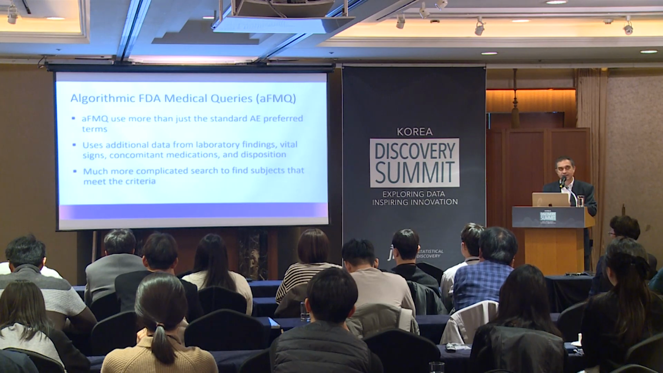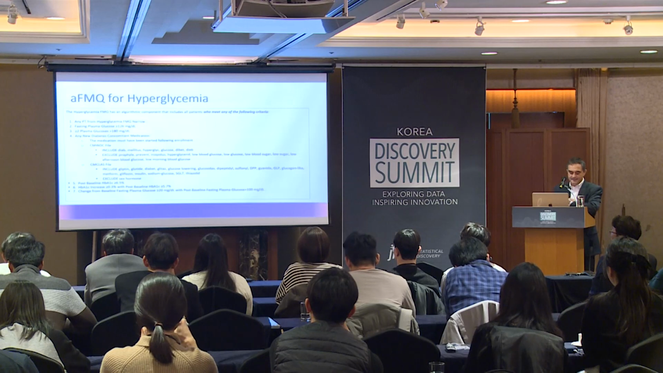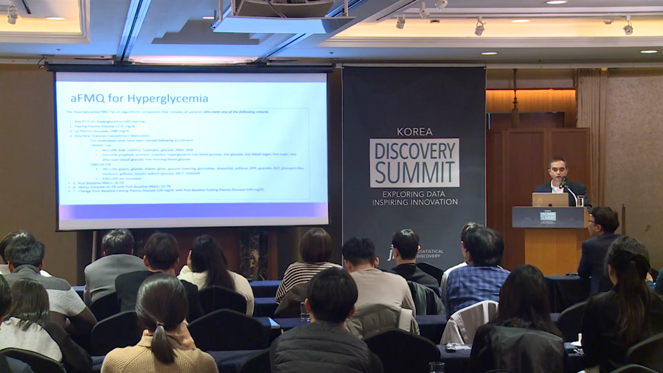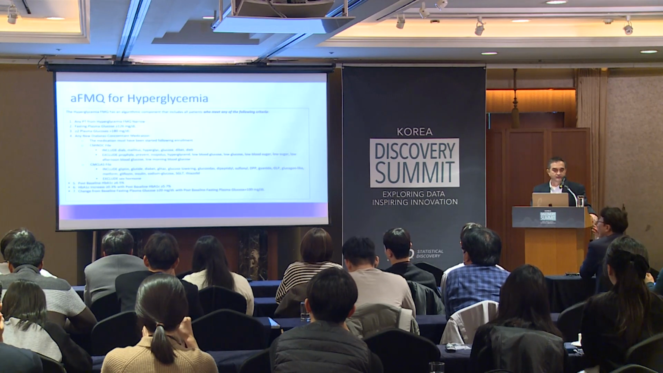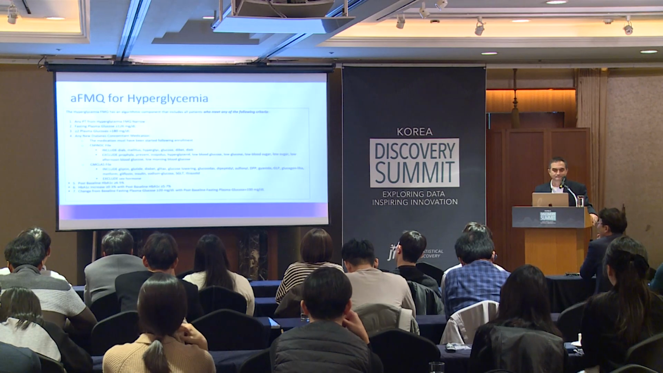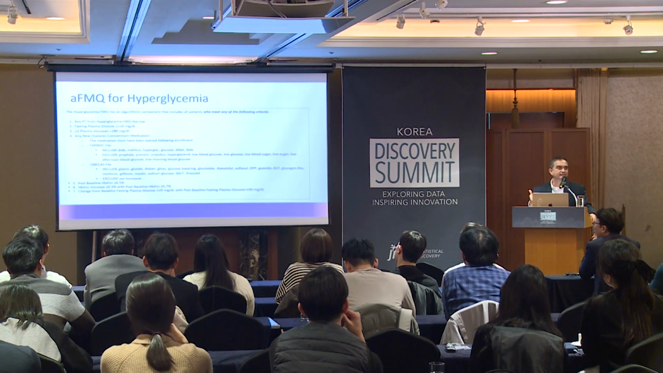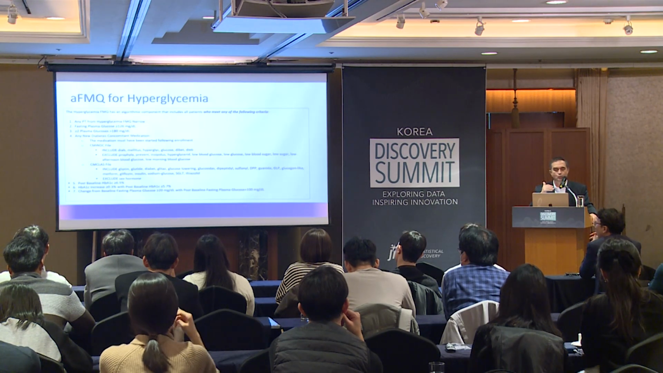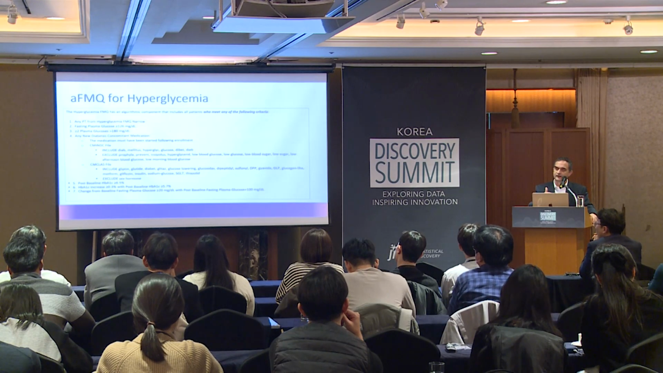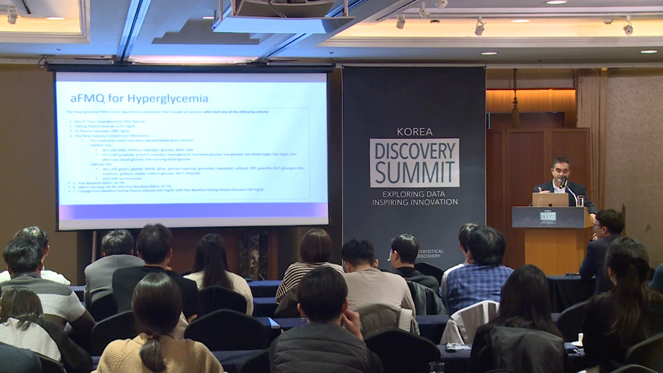So they're much more complicated searches to find the subjects that meet their criteria. An example of that is the algorithmic FMQ for hyperglycemia, which is, I believe that's elevated blood sugar, right? And so there are actually 7 different criteria that they've defined, and any subject that meets at least one of those criteria would be classified under this algorithmic FMQ as having hyperglycemia.